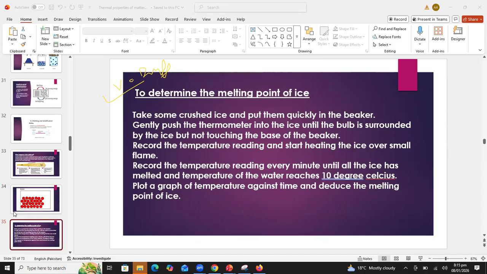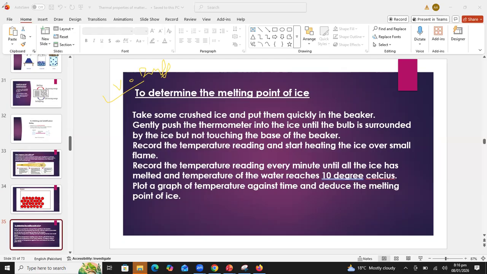This is experiment number 2. Yesterday we did experiment number 1 to determine the specific heat capacity of solids. Now, students, we are doing experiment number 2, which is to determine the melting point of ice. We have to determine at what temperature the ice will melt. So you can write the objective of this experiment in your register, beta: determine the melting point of ice.